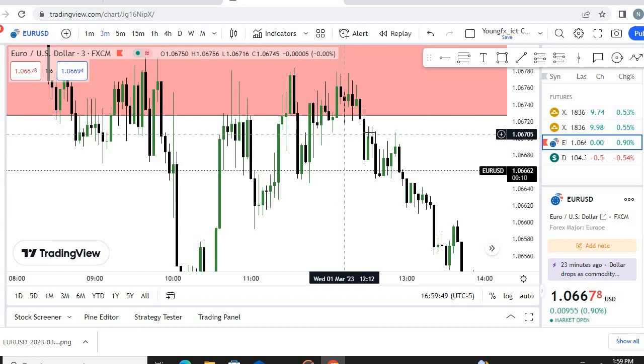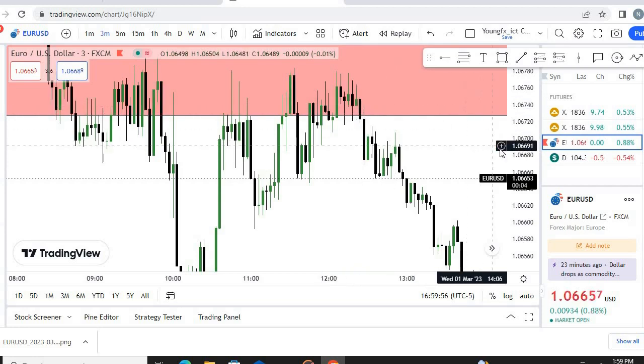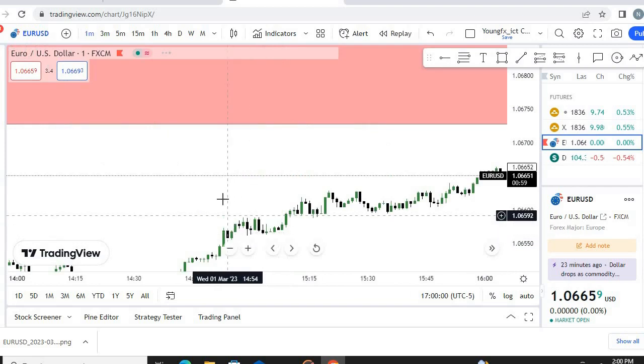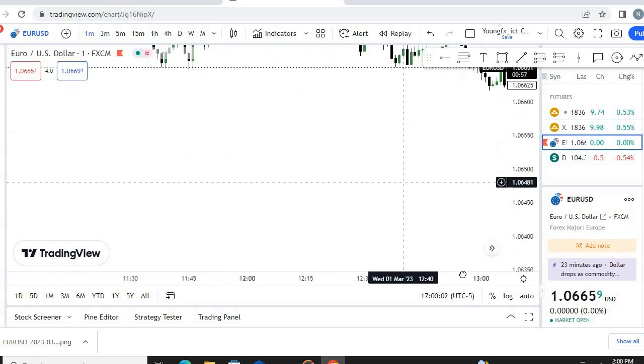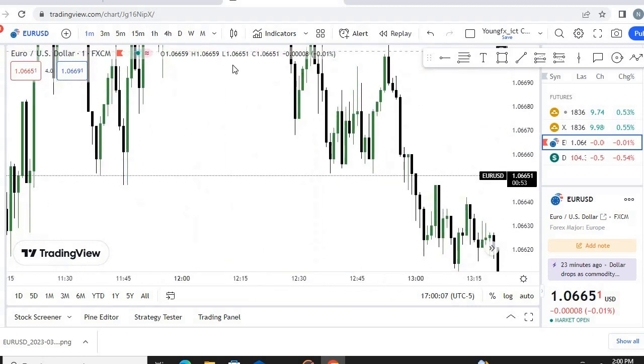Since the break in market structure, I just want to see price here around this fair value gap, or deliver to this other block here. This was what I was looking for today in price.